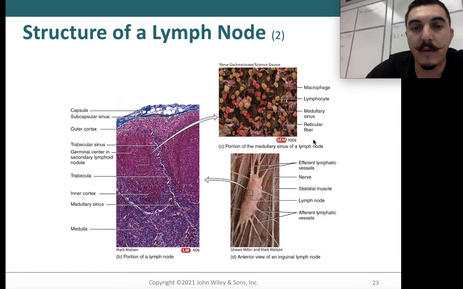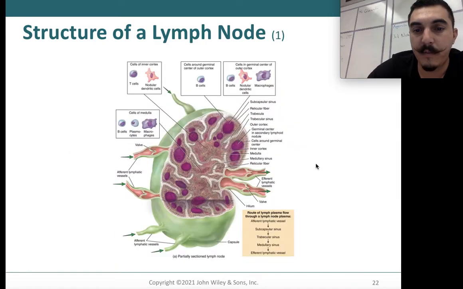So it's the flow of that lymph plasma going through. I think one of the biggest things will be our little flow from the afferent, subscapular, trabecular, medullary, and then efferent.